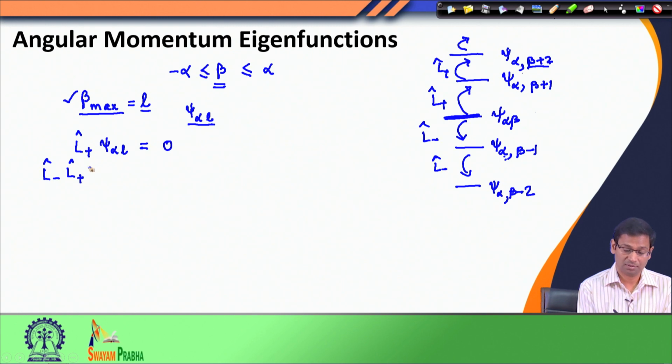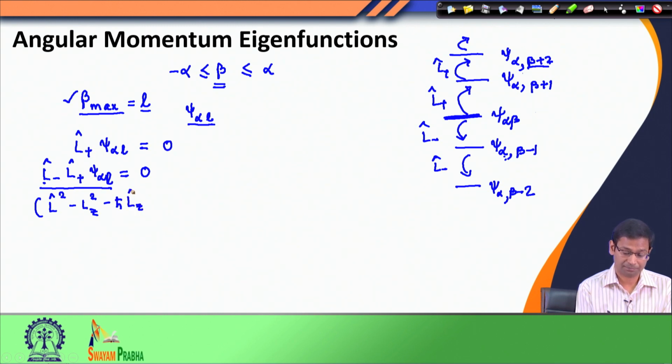by applying L minus before this. So, to evaluate this term, the right hand side is again going to be 0. Now, I look at L minus and L plus, I can rewrite this as L square minus Lz square minus h bar Lz. You can easily show by using the expressions for L minus and L plus that you would be able to come to this point. So, I have this acting on psi alpha L equals 0.